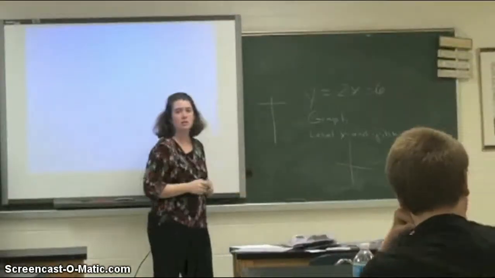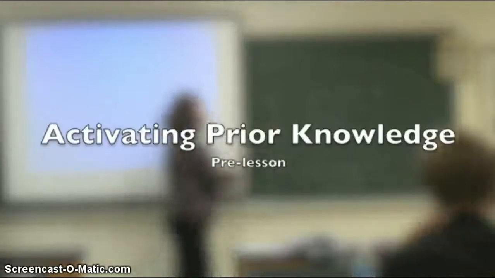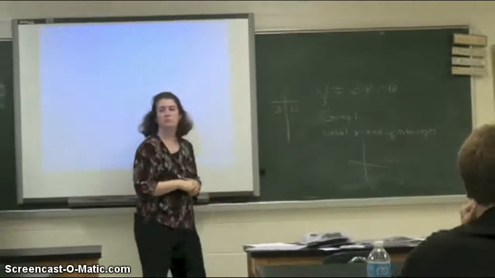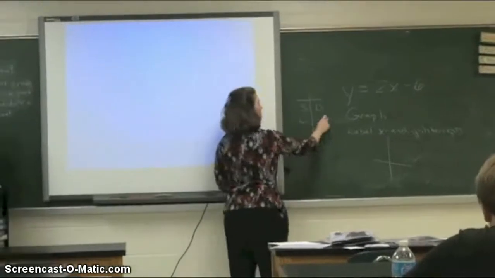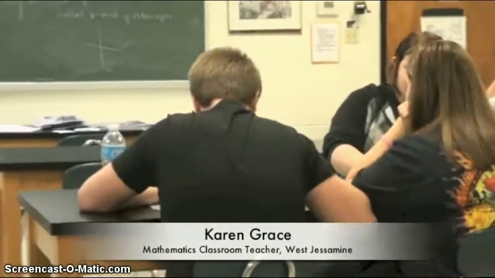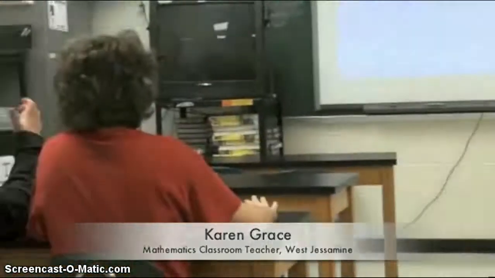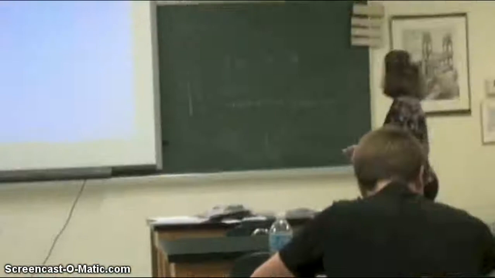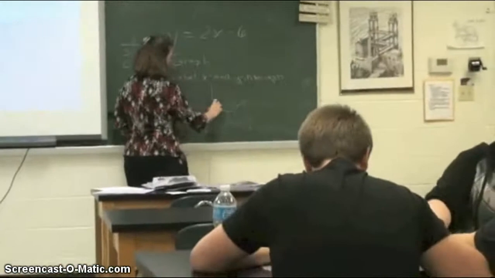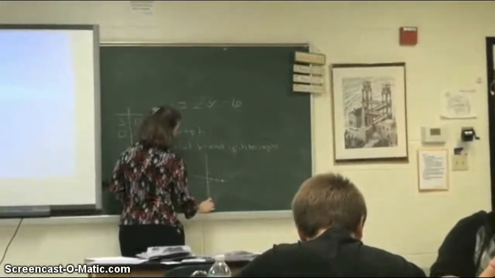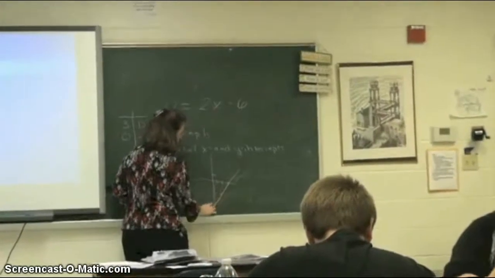Okay, so what are some points? 3, 0. Okay, 3, 0. 0, -6. Is that all you used? Yeah. Do we need any more? No. Why not? Because it's a diagonal line. Okay, we know it's a line. Good. We know this is a straight line, so we really don't need many more than 2 points. So if we graph this, this is what I saw on everybody's graph.